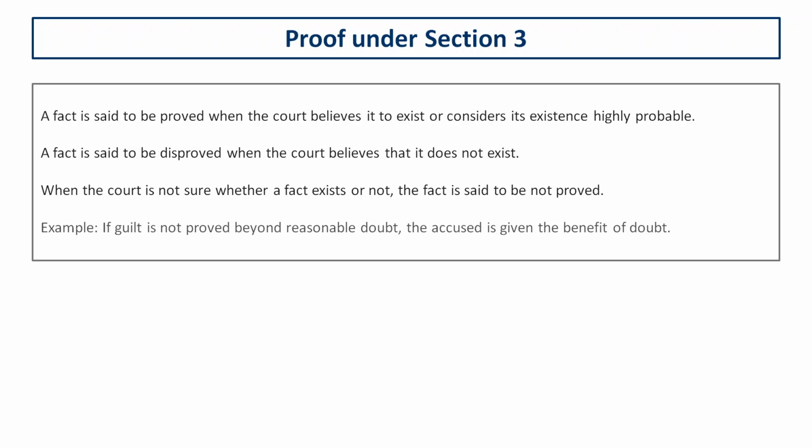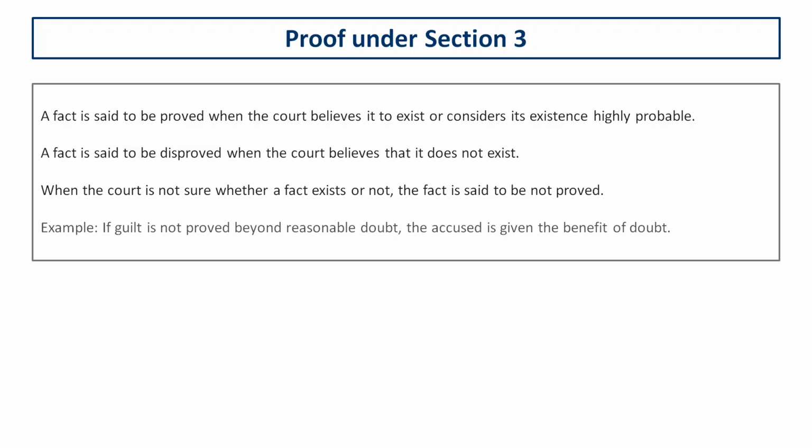A fact is said to be disproved when the court believes that it does not exist. When the court is unsure, the fact is said to be not proved. This situation is common in criminal cases. The concept of not proved protects innocent persons. It ensures that no one is punished without strong proof. This rule supports fairness in justice.